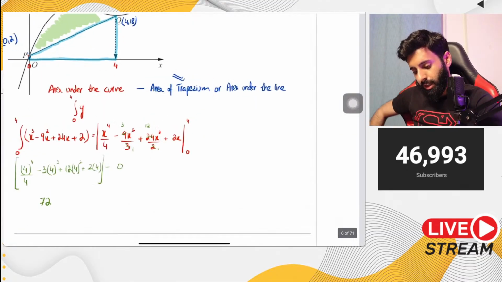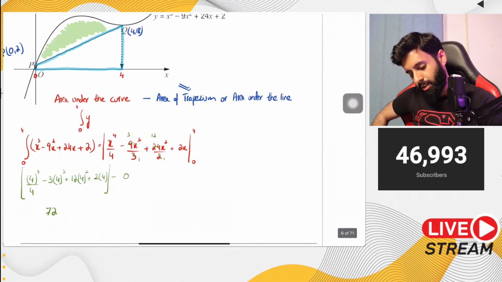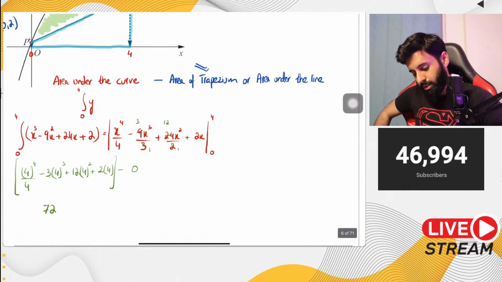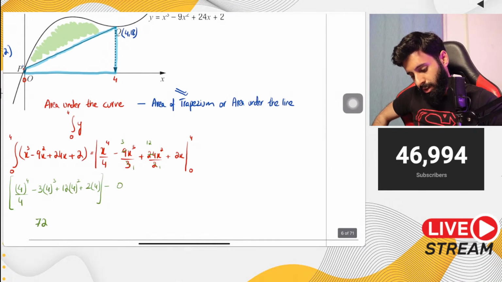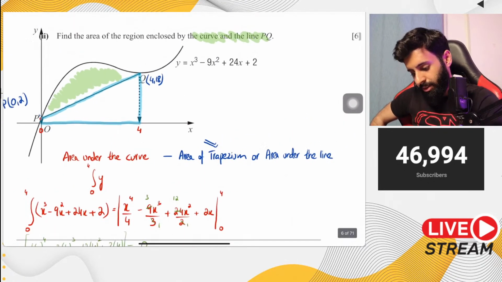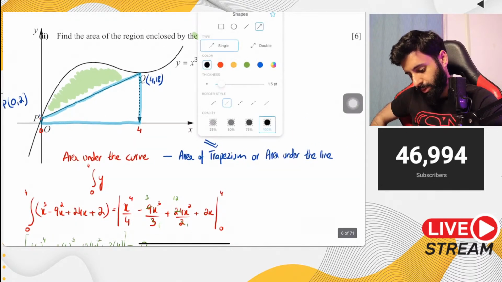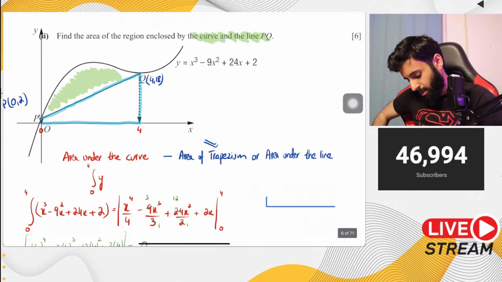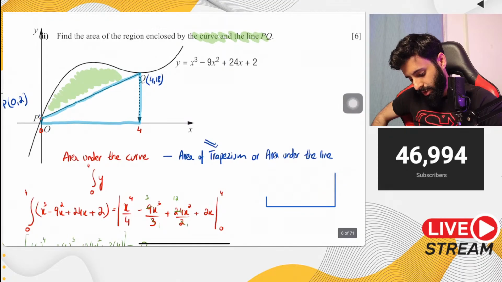Okay, so now we have the area under the curve. Now let's focus on the area under the line, or the area of the trapezium. It's a good idea to draw this trapezium separately. That's what I would recommend. Here is one parallel line, here's the other parallel line, the base is horizontal, and there you go.